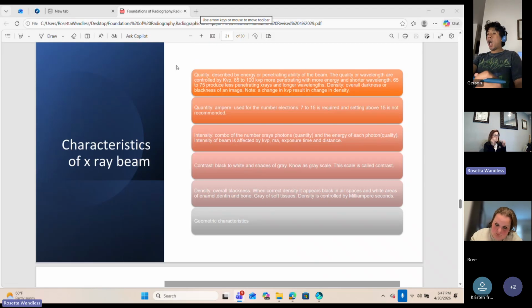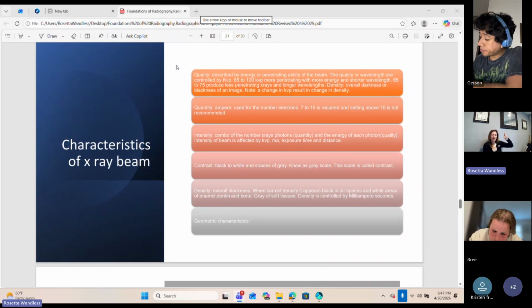Now, there's going to be three characteristics, so highlight these three and we'll define them. It's going to be the quality of the X-ray beam, the quantity of it, and the intensity of it. Okay, so three characteristics: quality, quantity, intensity.